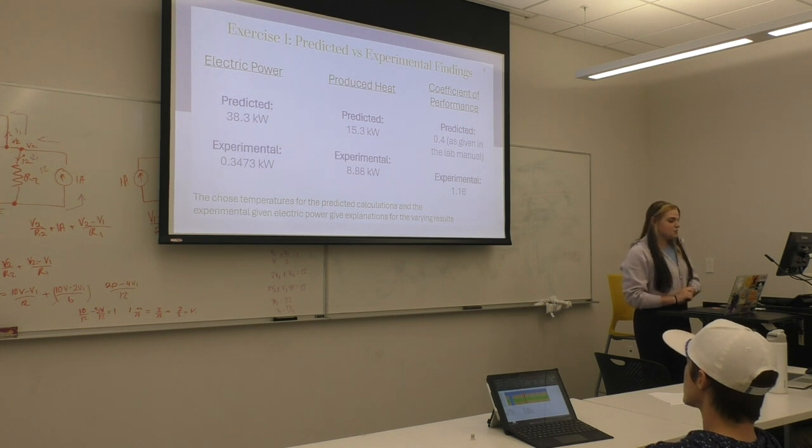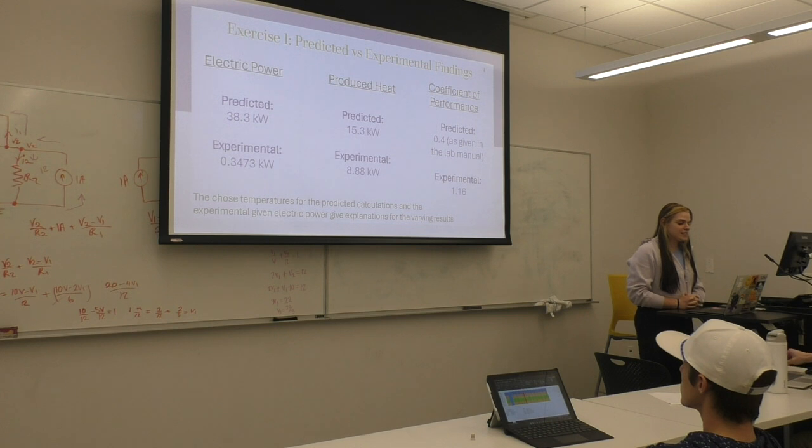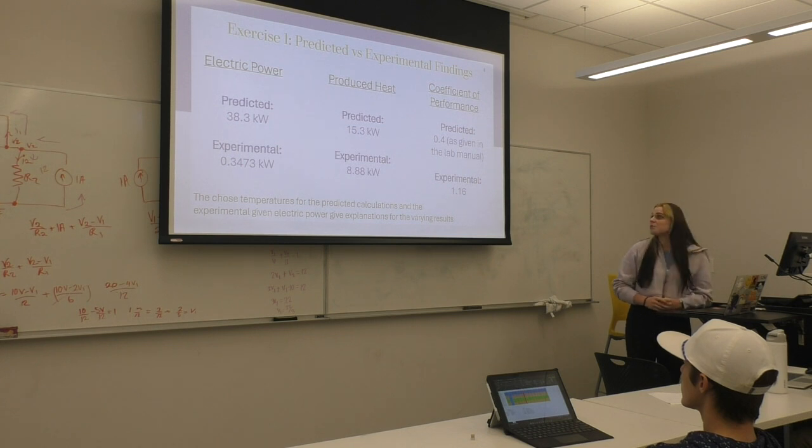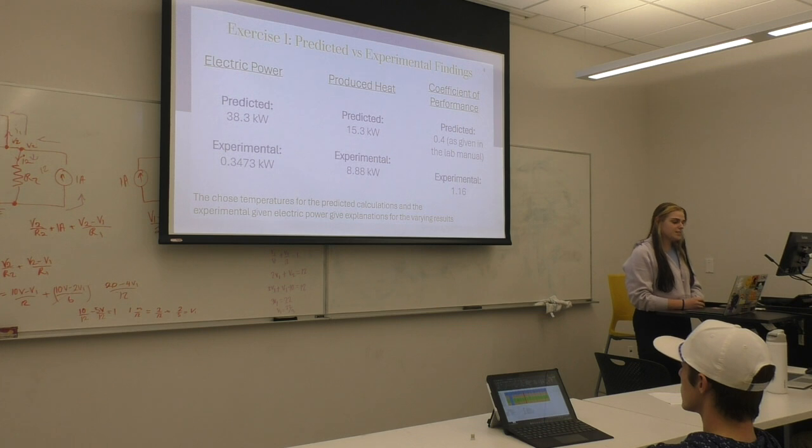As you can see, our predicted power was way more than our experimental power. That came from the software itself. This is a lot better, which is great. And then produced heat used the equation that will be on the next slide. And the coefficient of performance, again, was a lot better than the one that was predicted. It is 1.16, which is great. That means it was more efficient than we had originally intended, which is good.